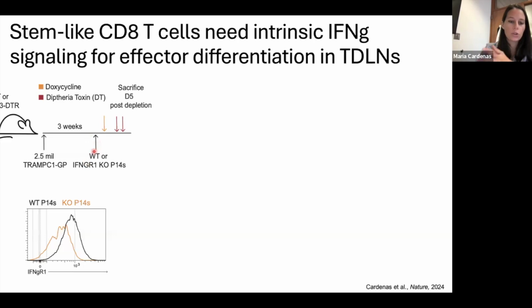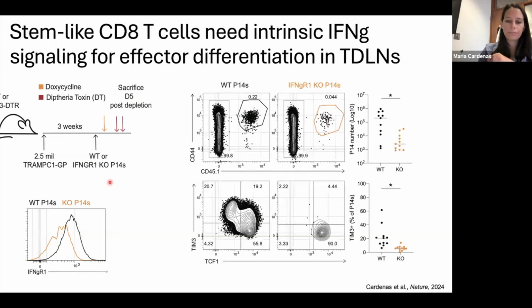How we did this was we transferred either wild type or inducible knockout P14s. We actually waited for about 4 days for these cells to activate and establish normally, because interferon gamma receptor on its own at the beginning might be important for the priming, so we didn't want to mess with that. But after 4 days, we gave doxycycline to inducibly knock out the interferon gamma receptor, followed by Treg depletion to see if these P14s themselves can't sense interferon gamma. Do they still undergo effector differentiation?